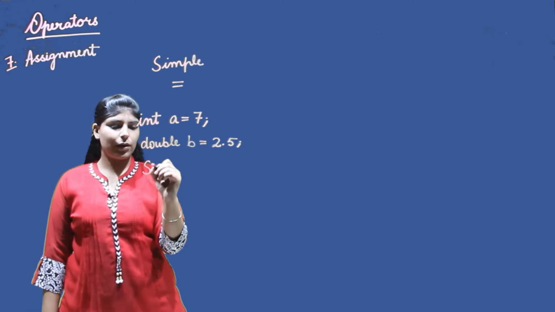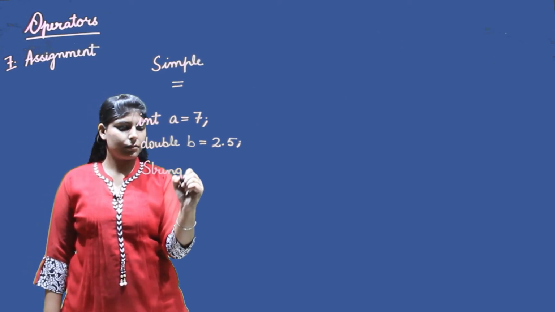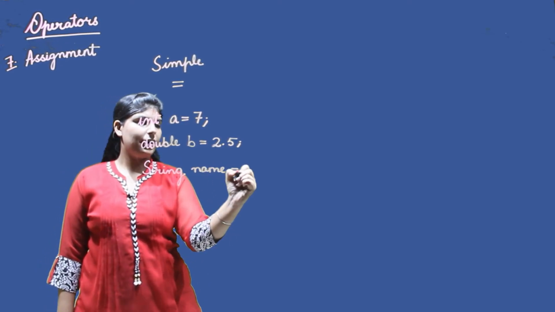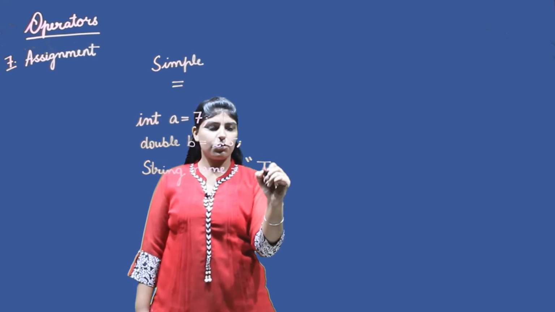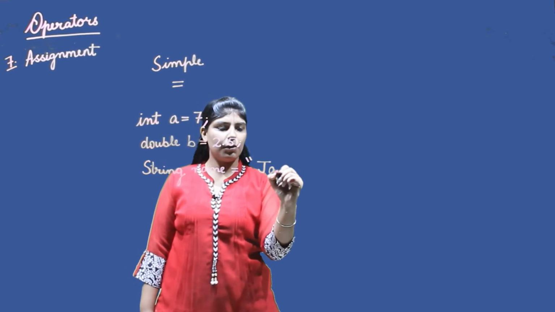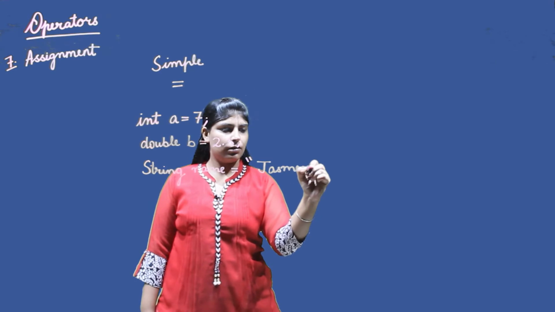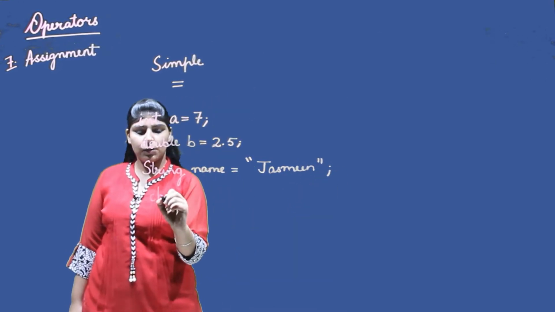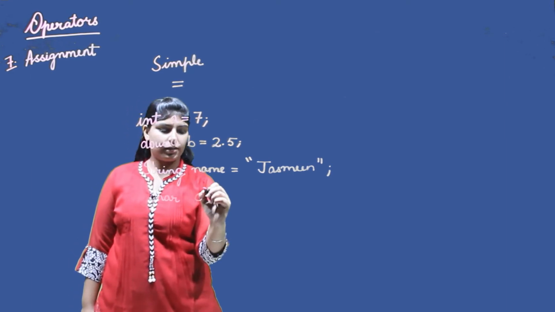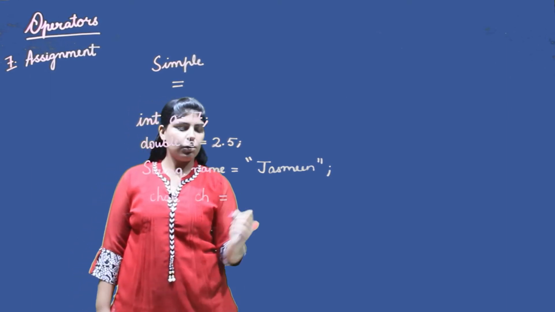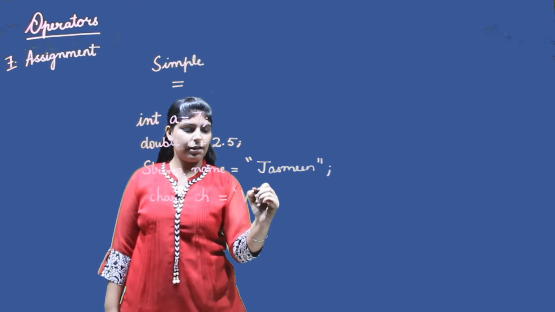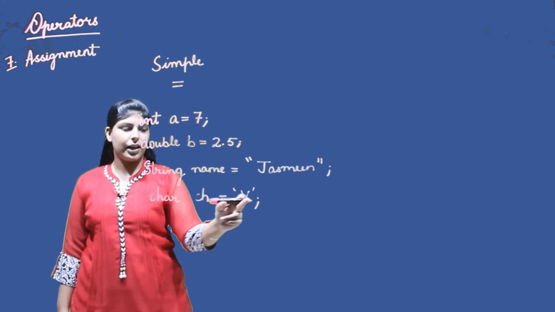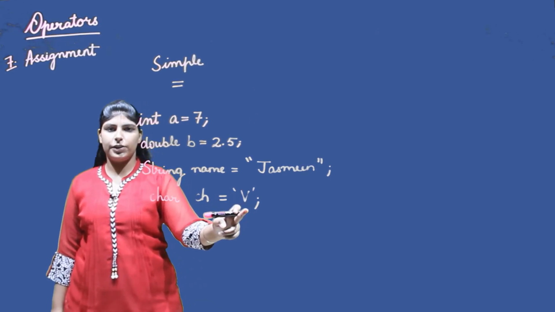I can also have a string variable. And on the right hand side, I will give a string value. So for giving string value, we use double quotes. And if we want to store a character variable, character ch, for storing a character, we give single quotes. Say character v. So in variable ch, which is of character data type, we have stored a single character v.